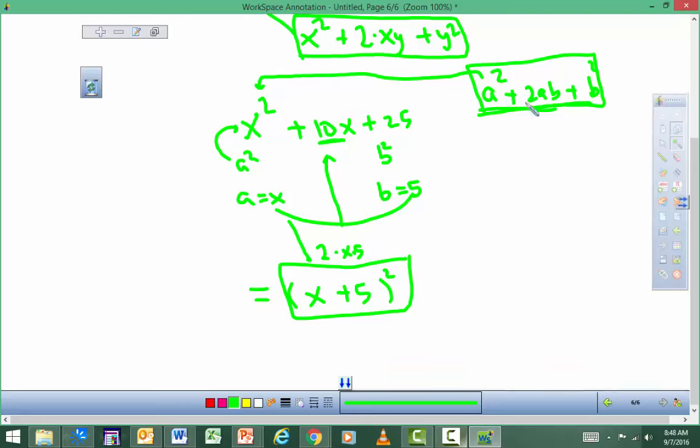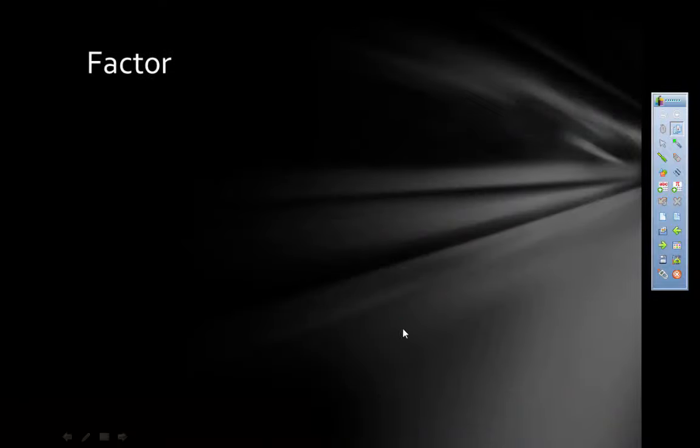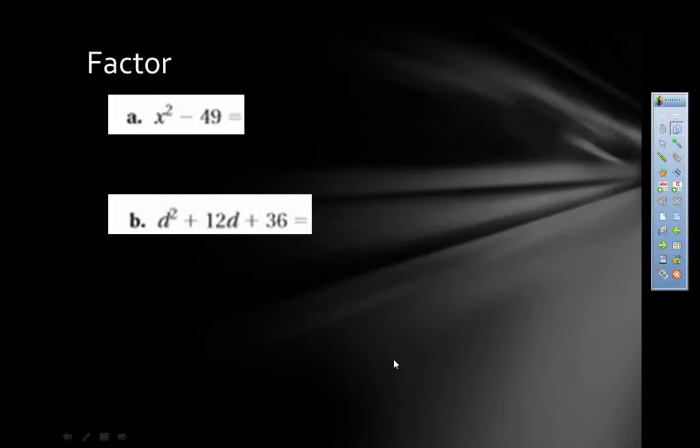it won't always have this special pattern. If it doesn't have this pattern, then you might have to factor it the old-fashioned way that we learned earlier in the section. But if it does have this pattern, then you can factor it fast. Well, let's try a couple other examples. I think this next slide has some examples.